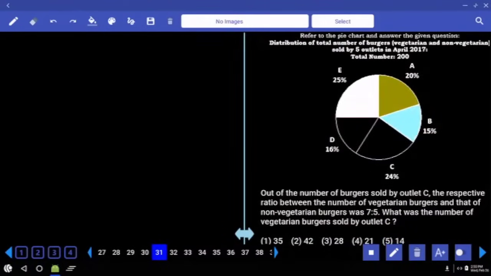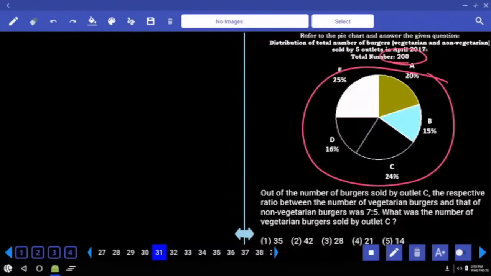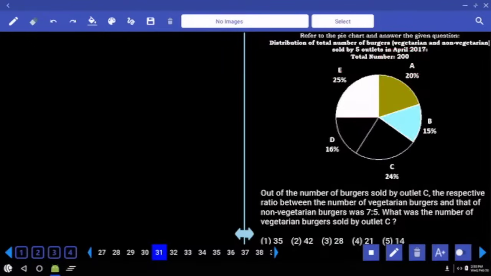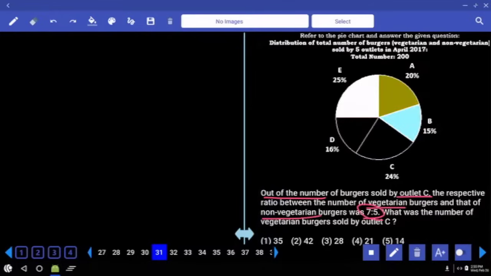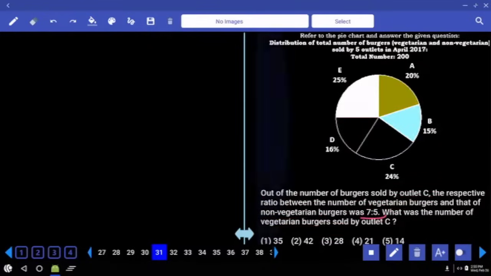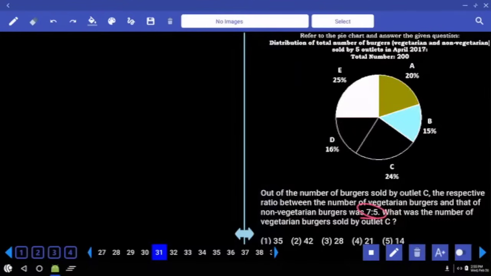Distribution of total number of burgers, vegetarian and non-vegetarian, sold by 5 outlets in April 2017. Total 100%, which is equal to 200. So 1% value is 2. Out of the number of burgers sold by outlet C, the vegetarian and non-vegetarian are in the ratio 7:5. Veg burgers, right. So veg to non-veg ratio 7:5.